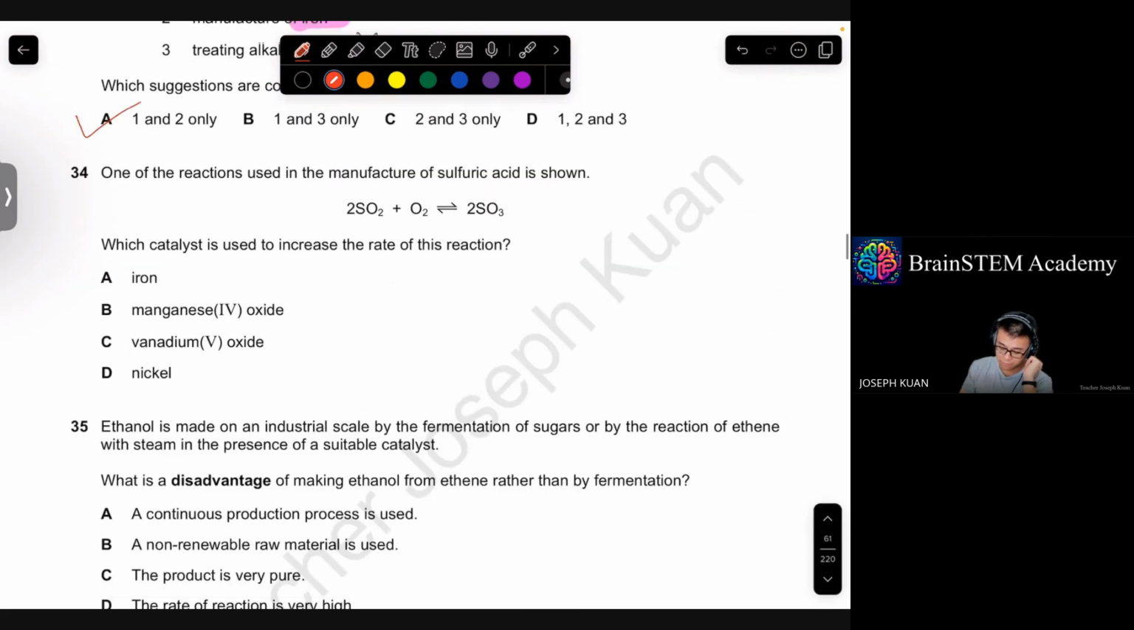Moving on to question 34. One of the reactions used in the manufacture of sulfuric acid is shown. Which catalyst is used to increase the rate of this reaction? To increase the rate of reaction, it doesn't matter whether it's a reversible or non-reversible reaction. You use a catalyst, okay, but in the context of this question, this is actually the contact process, right? So we need vanadium(V) oxide. The answer is C.